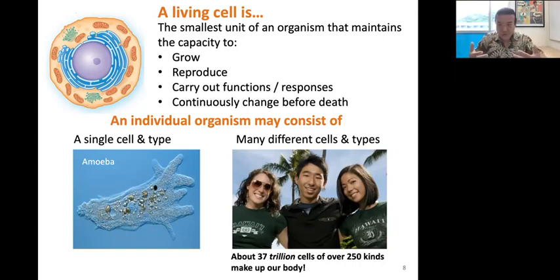But you and I, sitting here over Zoom, communicating with each other, we are made of 37 trillion cells, and there are about 250 different kinds of cells that make up the human body. So that gives you, I think, a good sense of perspective here. And life on Earth has the whole range of single cell organisms all the way up to organisms that are made of trillions of cells working together.